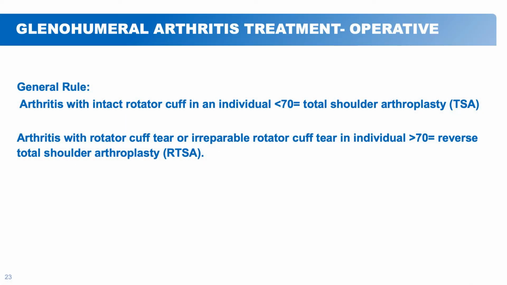So operative treatments, the general rule of thumb is that arthritis with an intact rotator cuff in an individual less than 70, we tend to prefer what's called a total shoulder arthroplasty, which we'll get into in a little bit. Arthritis with the presence of a rotator cuff tear or irreparable rotator cuff tear in an individual greater than 70 often proceeds with a reverse total shoulder arthroplasty. And these are two types of shoulder replacements that we have to offer patients.